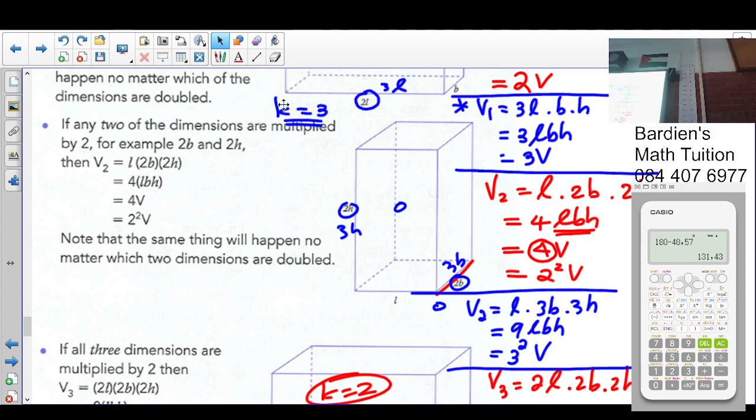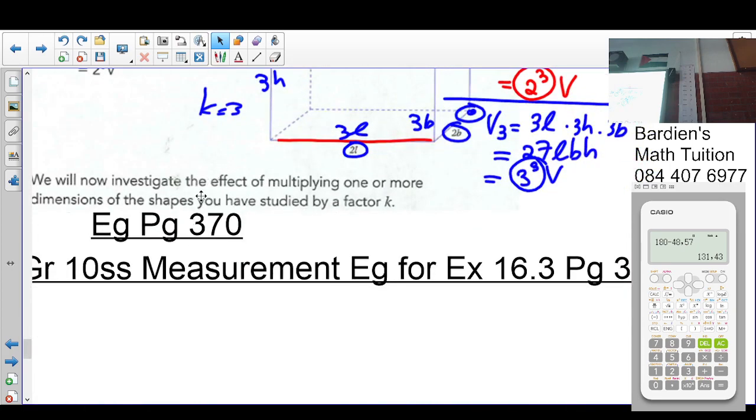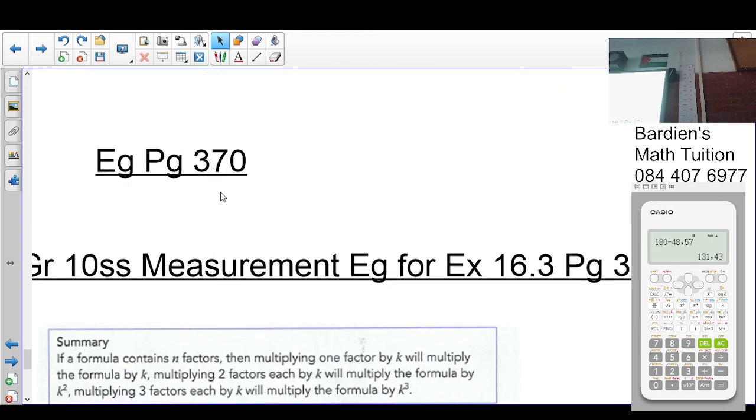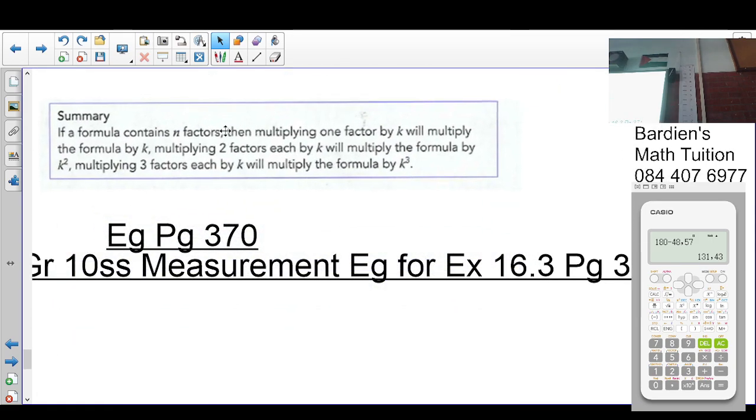Okay, that's really simple. So let's see the note that was made here. We will now investigate the effect of multiplying one or more dimensions of the shapes you have studied by a K factor. So in summary, if a formula contains n factors, then multiplying one factor by K will multiply the formula by K. Multiplying two factors by K will multiply the formula by K squared. And then multiplying 3 factors by K will multiply it by K cubed. Okay, that's the note I need you guys to make.